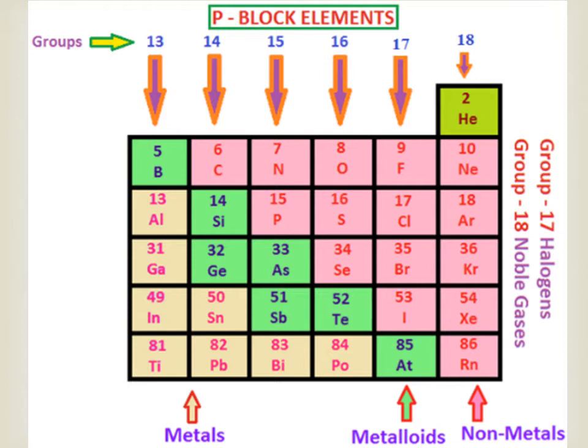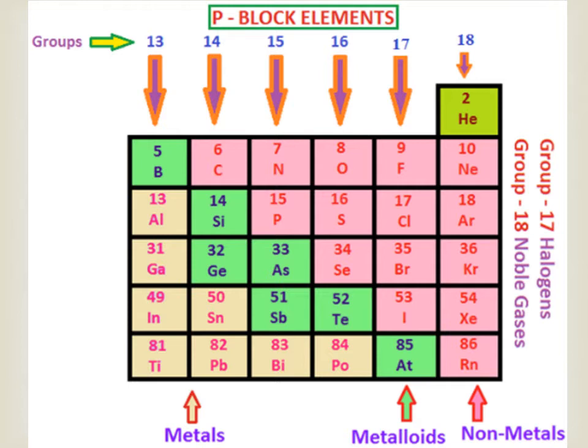So the fourth group is group 16, which consists of the elements oxygen, sulfur, selenium, tellurium and polonium. Let us come to group 17 now. So group 17 is the group of halogens. The first halogen is fluorine, then chlorine, bromine, iodine and the last is astatine.